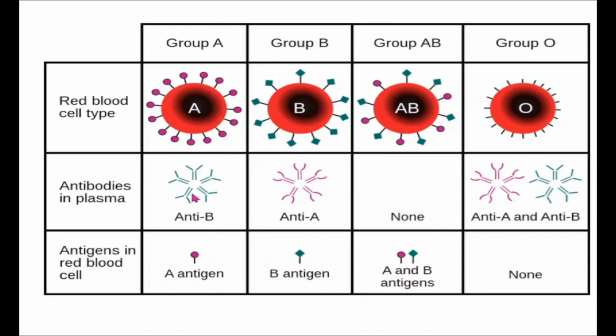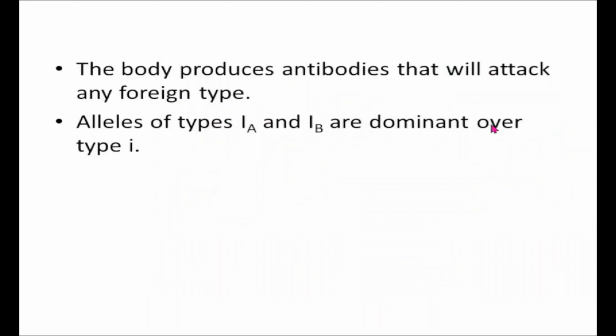Antigens, for A, it is A. For B, it is B. That means the kind of protein that exists on the surface, that is antigen A, antigen B. Then for AB, both are there, A and B antigens. For group O, there is no antigen. There is no protein on the surface. The body produces antibodies that will attack any foreign type. This is a natural process.